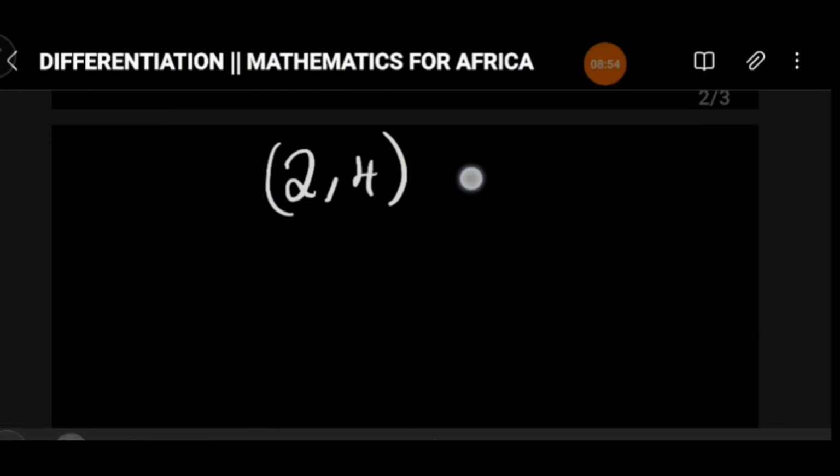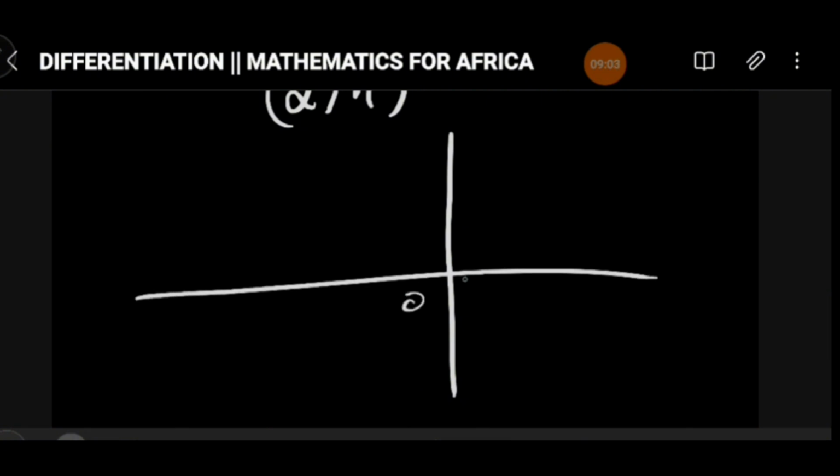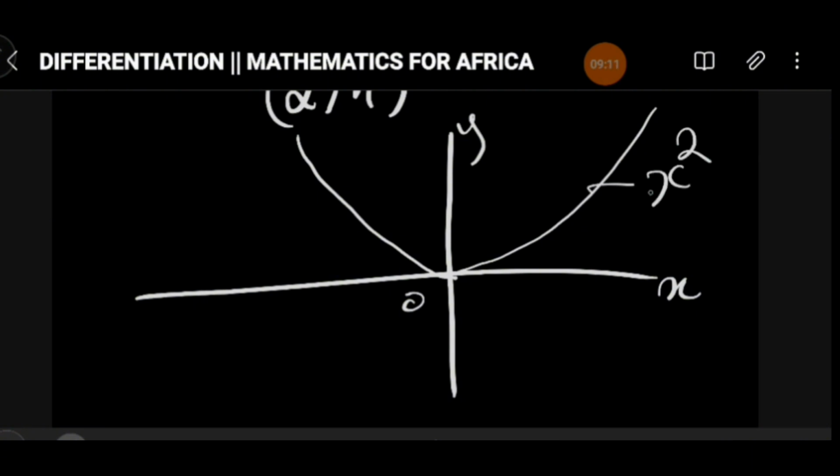Well, on our function y equals f of x equals x squared, you know that the graph is something like this: 0 squared, 1 squared, 2 squared, negative 1 squared. The graph will be something like this. This is y and this is x. This is y, f of x, or y equals x squared. This is the graph.